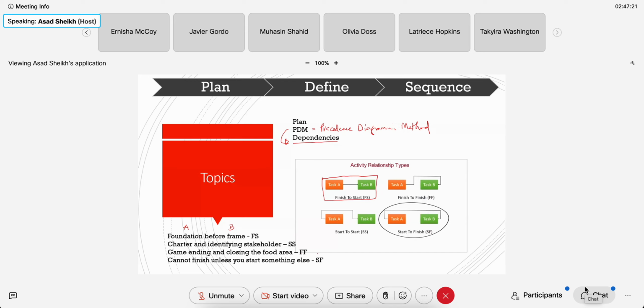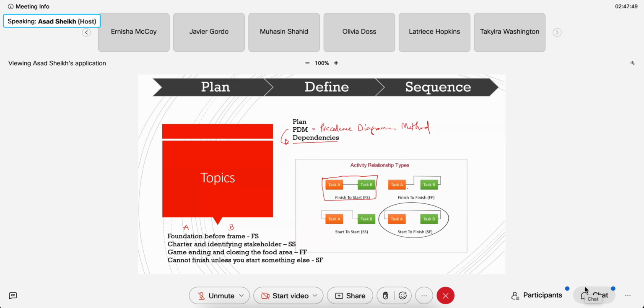So let's just look here. B cannot finish until you start A. You've got to memorize these things, or draw these pictures. So B cannot finish unless you start A, and then finish to finish, which is this one, like game ending and closing the food area.